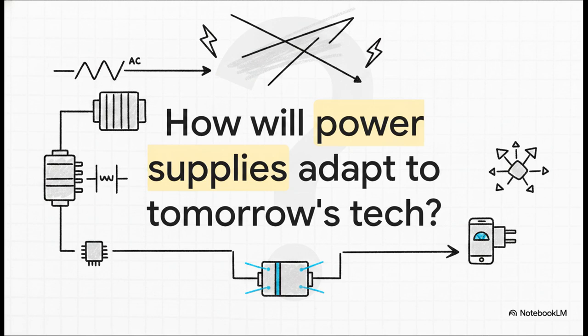We've absolutely mastered the art of taming wild AC into safe DC using transformers, diodes, capacitors, and silicon ICs. But as our microelectronics become unimaginably smaller, operating on mere fractions of a single volt, and our power grid faces new unprecedented demands, it definitely leaves us wondering, how will these fundamental building blocks evolve next? What will the power supplies of tomorrow look like to protect the hypersensitive technology of the future?